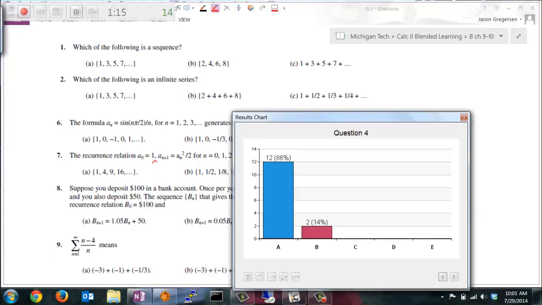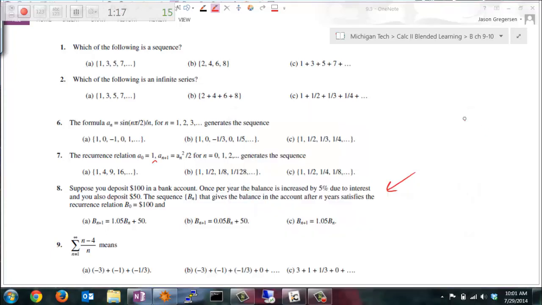Alright, pretty happy with A. It is A. Multiplying by 1.05 is taking your value and adding 5% to it. It's b sub n plus 0.05 b sub n, right? Your value plus 5%, and you're also adding $50.